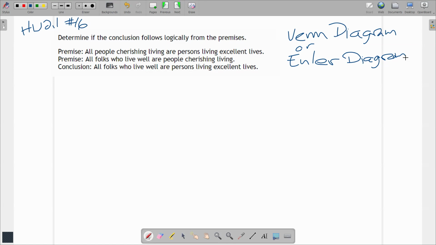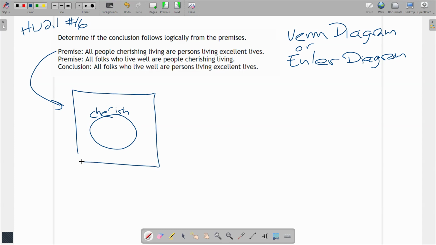So all people cherishing living are persons living excellent lives. Pretty straightforward diagram for that. All the people that cherish living, so let's say that's this group right here, I'm just going to call them cherish. They are people who live excellent lives. So it would have to look something like this. We'll call those excellent people. So all the people who cherish living are persons living excellent lives. One has to sit inside of the other.